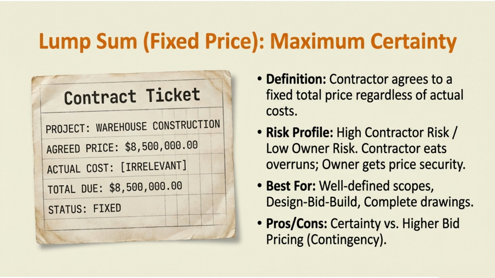Best for well-defined scopes. Design, bid, build projects. Complete drawings, and I mean complete. If your drawings are 60% done and you go lump sum, you're setting yourself up for a change order nightmare. Pros, cons. You get certainty, but you're going to pay for it. The contractor builds in a contingency because they're taking the risk. Higher bid pricing is the trade-off for your peace of mind.